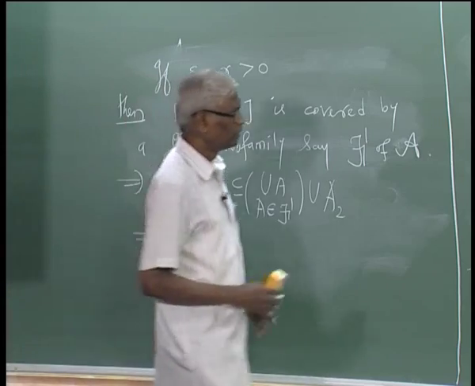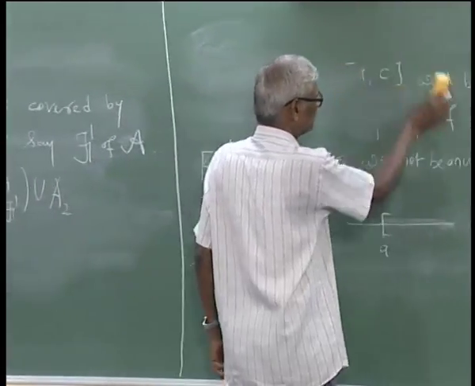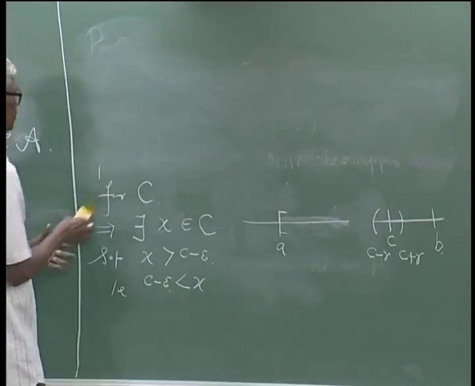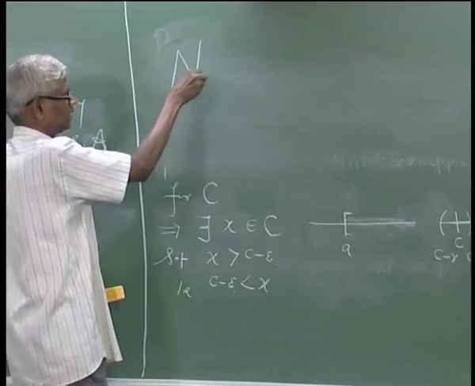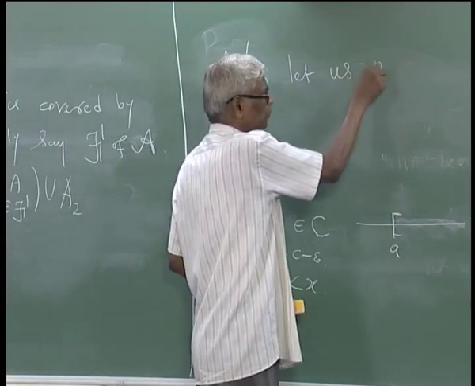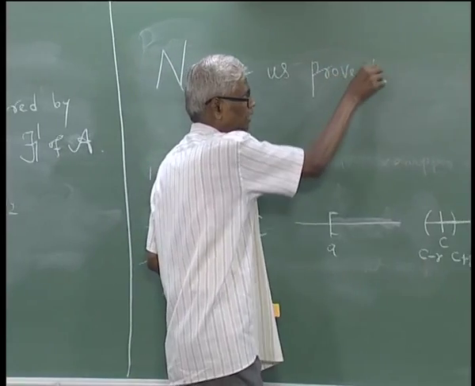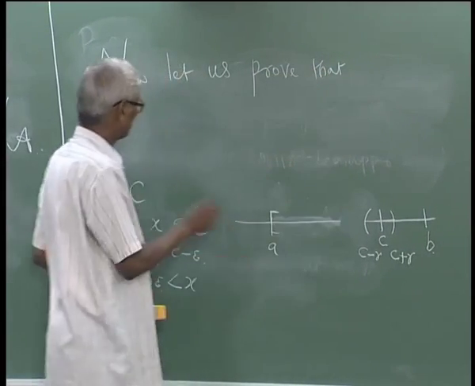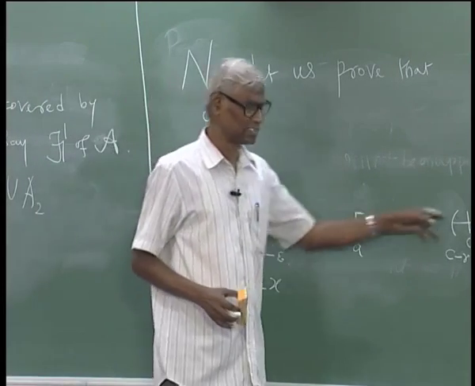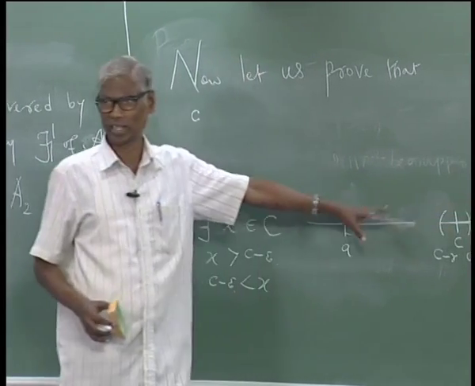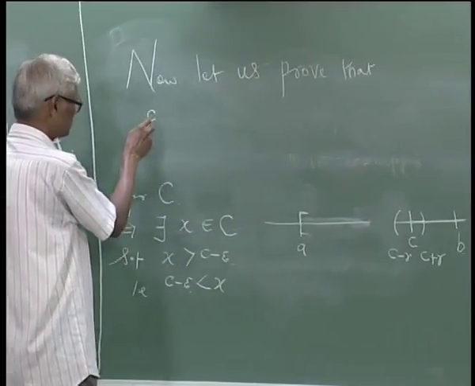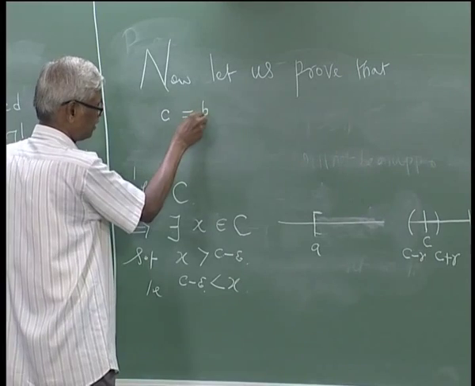Now, our aim is to prove that this c is nothing but b. In some sense, that is the maximum element having this property. So, now let us prove that small c equals b.